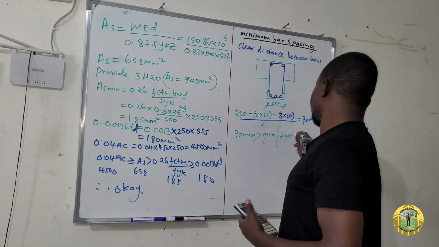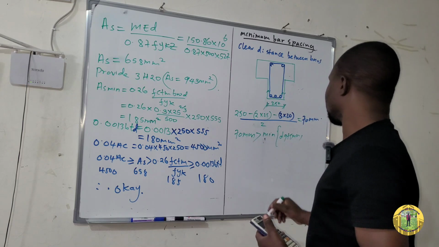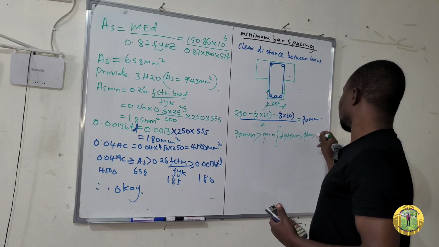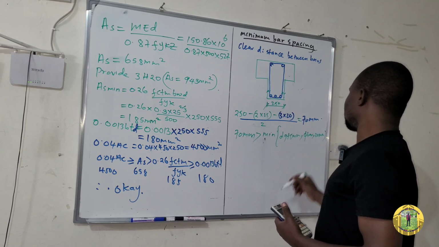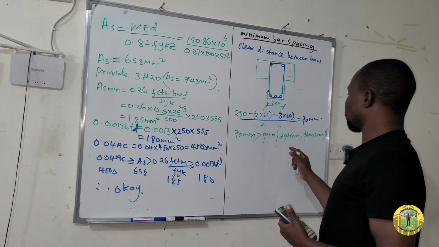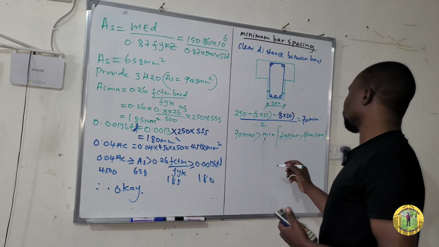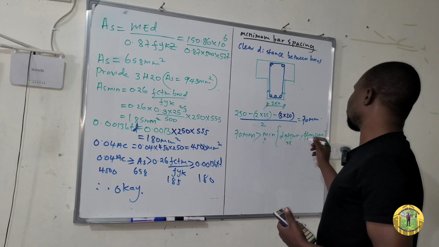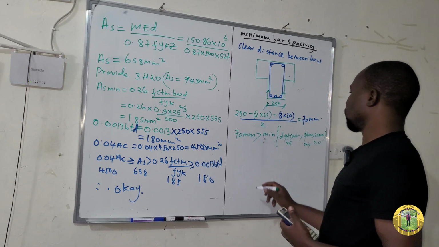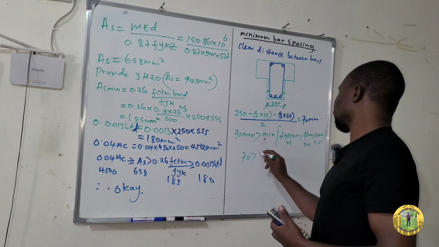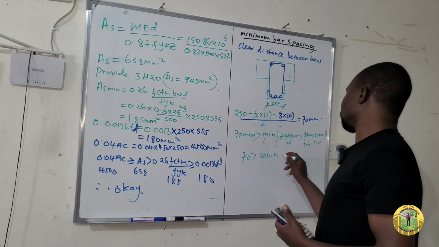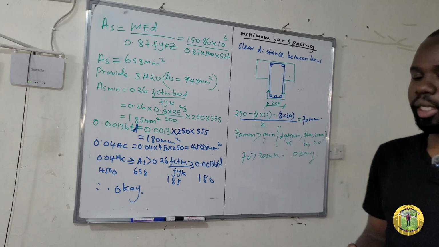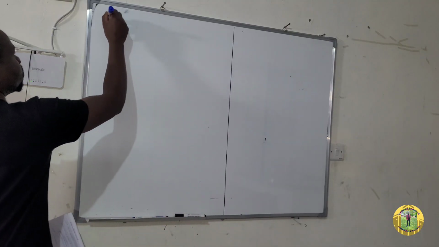DG plus 5 millimeters, and then the size of the bar, and 20 millimeters. So DG is the aggregate size, which can be 20. So 20 plus 5, this is 25 millimeters. And then the size of the bar is 20, and then 20. So 70 is greater than 20 millimeters, therefore okay. So clear distance between bars is okay. So we proceed to shear reinforcement.